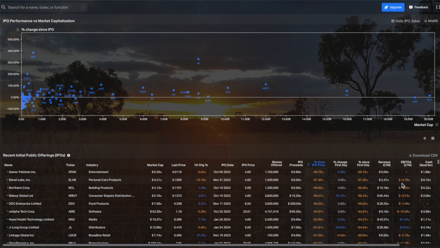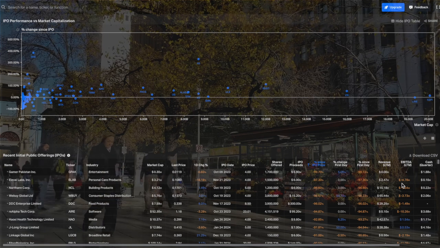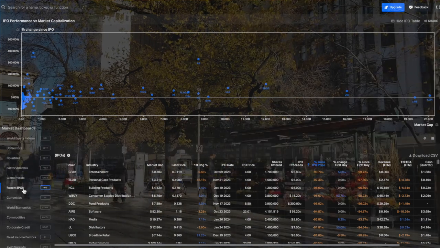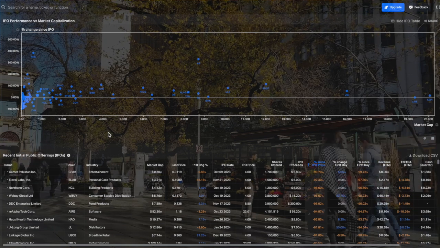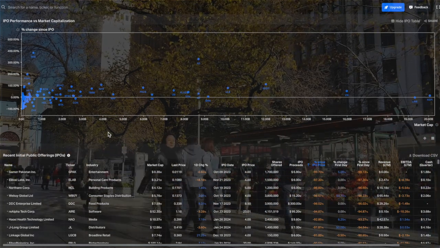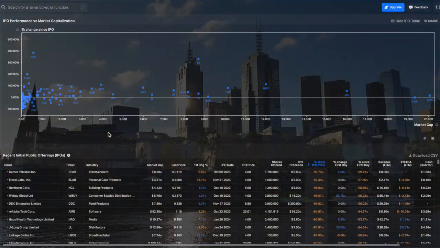So in the market dashboards of Koyfin, you have a tab called Recent IPOs. You can find it right there. These are part of the list of pre-populated or pre-built market dashboards you have on the Koyfin set of tools. You can't really edit this page. It's there as it is. It's static. You can't really move it around like a dashboard does.